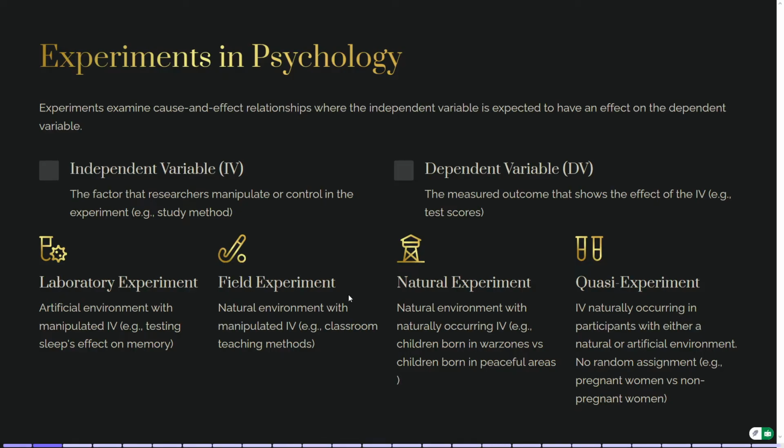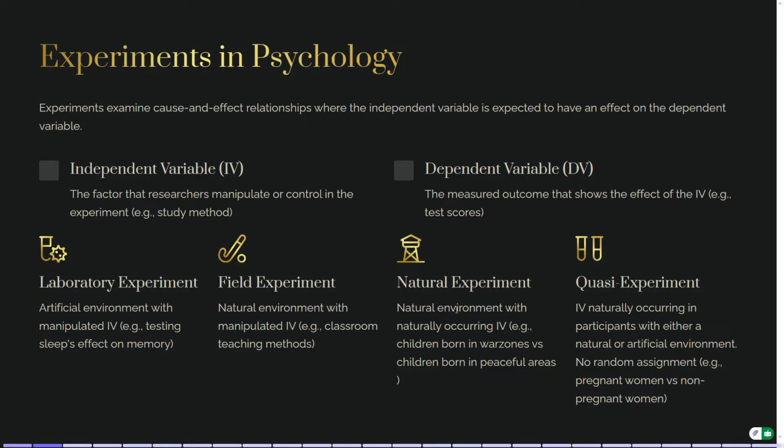Okay, for a field experiment, it is in a natural environment. However, you're still able to manipulate the IV. Okay, a classroom, for example, is a natural environment, but if you tell the teacher that this is how I want you to teach, the teacher is not teaching in a natural way now. So you have influenced the IV in one way or the other. So that is a field experiment. So those are two things to look out for when you're identifying a field experiment.